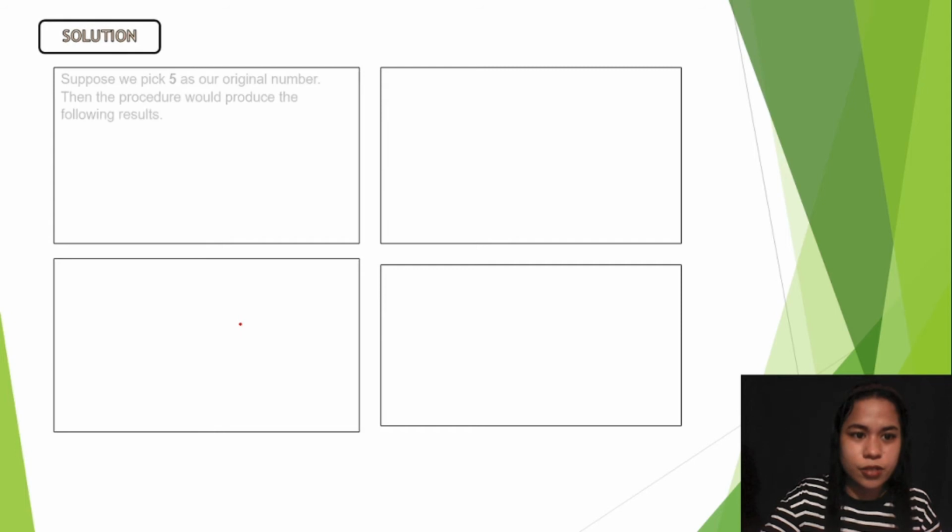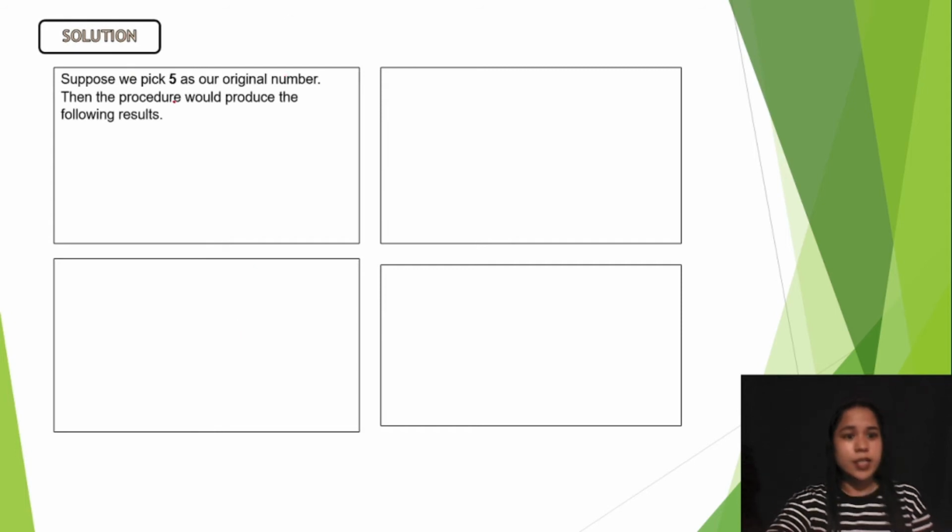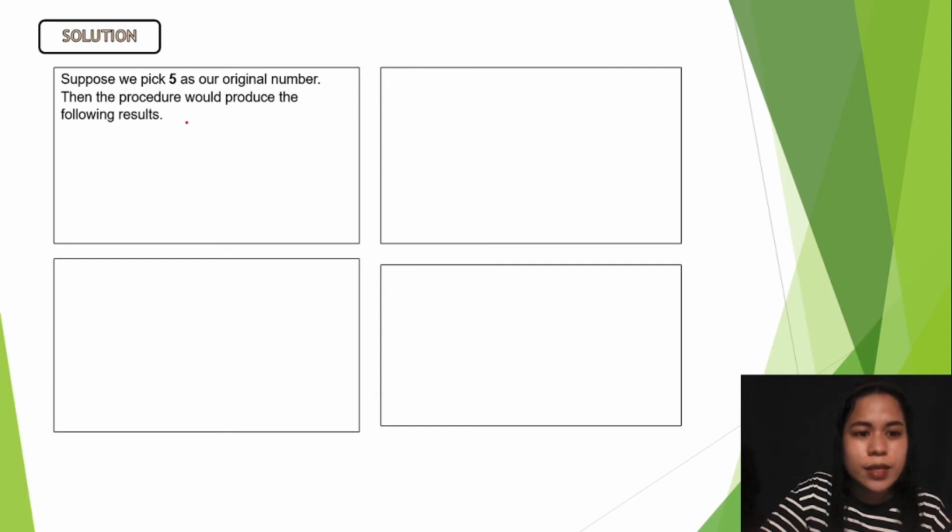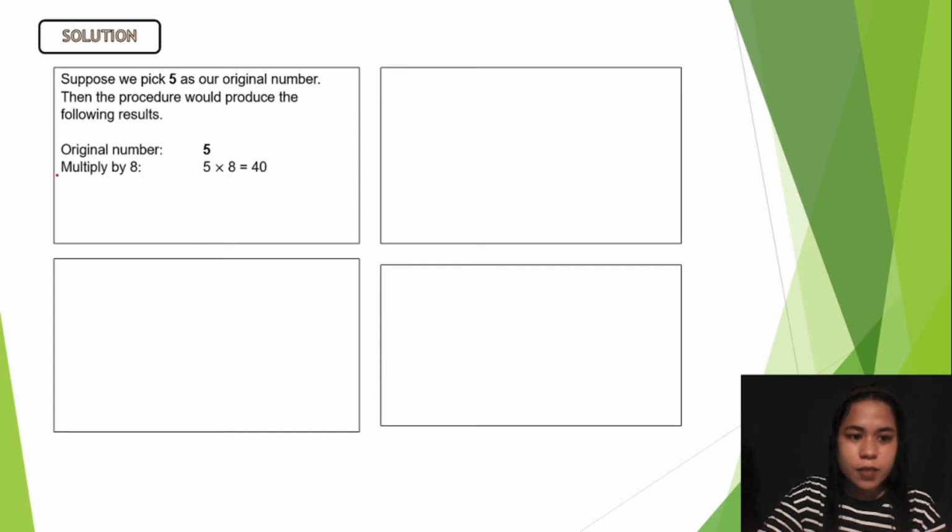So, here are the solutions. In our first number, we pick 5 as our original number. Then, following the procedures, would produce the following result. So, our original number is 5. Then, the next procedure, you are going to multiply it by 8. So, 5 times 8, this is 40. And the next procedure, add 6 to the product. So, 40 plus 6, 46. Divide it by 2. So, 46 divided by 2, we have 23.